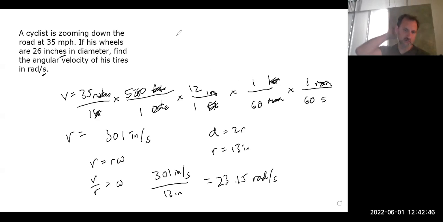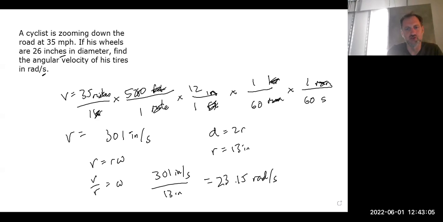So when you're solving these types of problems, you may be asked a question where the linear velocity is missing. You may be asked if the angular velocity is missing. So you've got to be flexible in terms of what's being asked and how you're going to approach it.